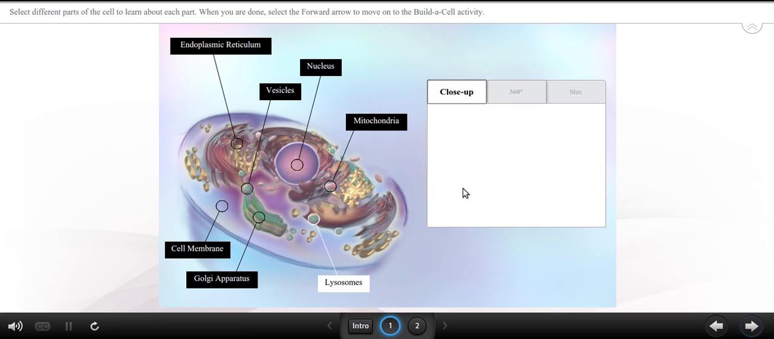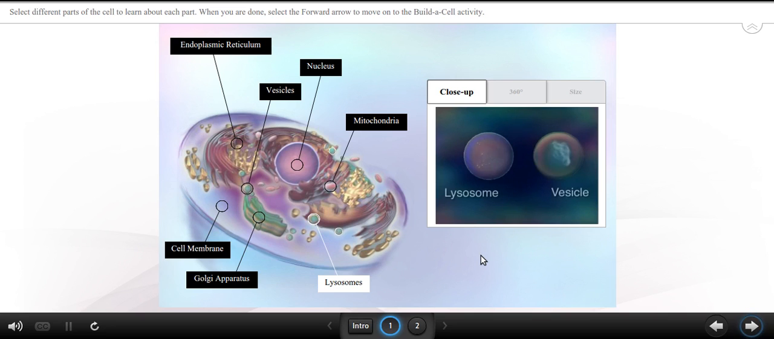Lysosomes contain digestive enzymes. Lysosomes digest worn-out organelles, foreign particles, and organic molecules that enter the cell. The products of this activity are recycled for cell metabolism.